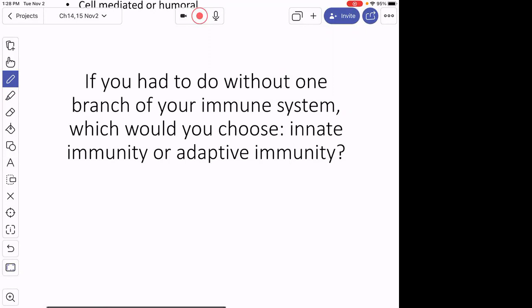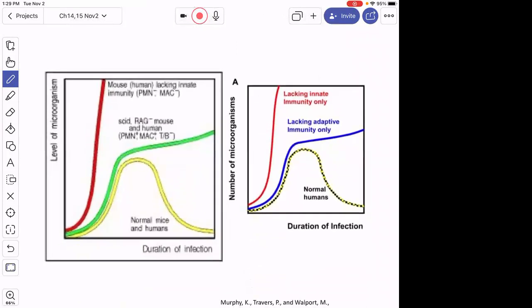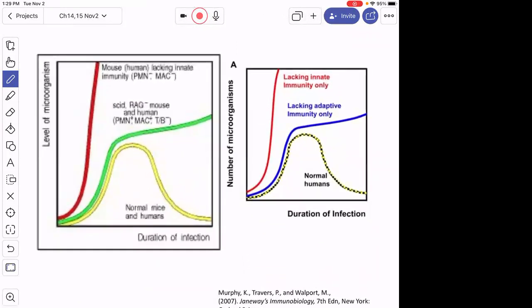Okay, so did you agree with your neighbor, or did you have different ideas? When I've asked this as a clicker question in the past, it was usually pretty 50-50 which one the students would pick. So it turns out you would live longer if you were missing your adaptive immunity rather than your innate immunity. Okay, so here's the experiment that shows evidence of that. So it's kind of interesting. We can do amazing things with mice. We can knock out a mouse's ability to do certain processes or to make certain cells.